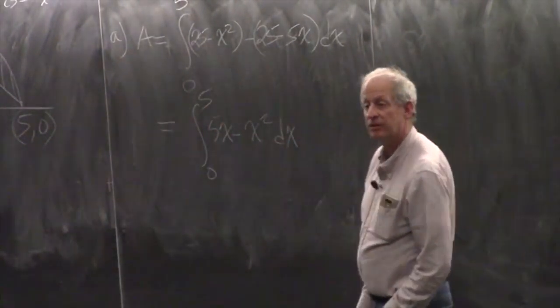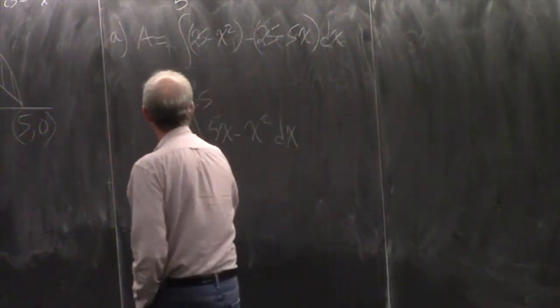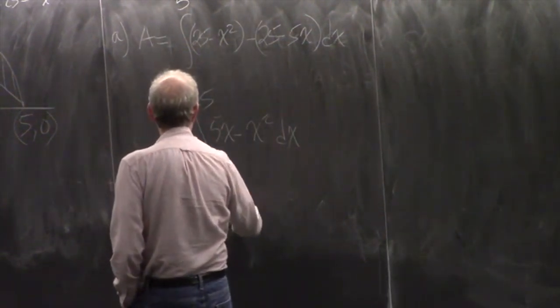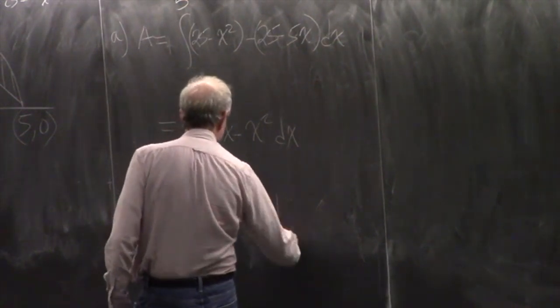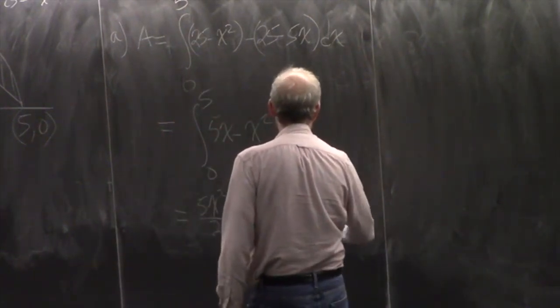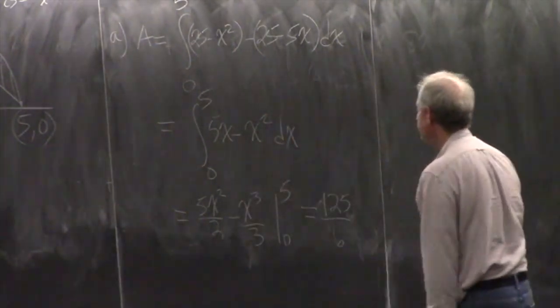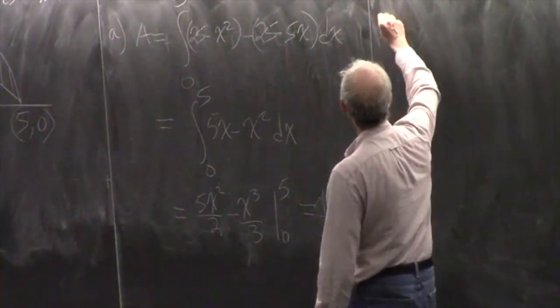So far, so good? That equals 5x squared over 2 minus x cubed over 3 from 0 to 5, and that equals 125 over 6. We all get 125 over 6. It's 20 and 5/6, or 20.833.